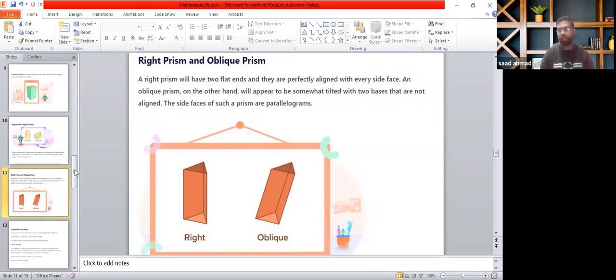It's a right prism only if it's 90 degrees, and the sides are parallelograms. If the flat edge is at 90 degrees, it's a right prism. If it's not, then it's an oblique prism.